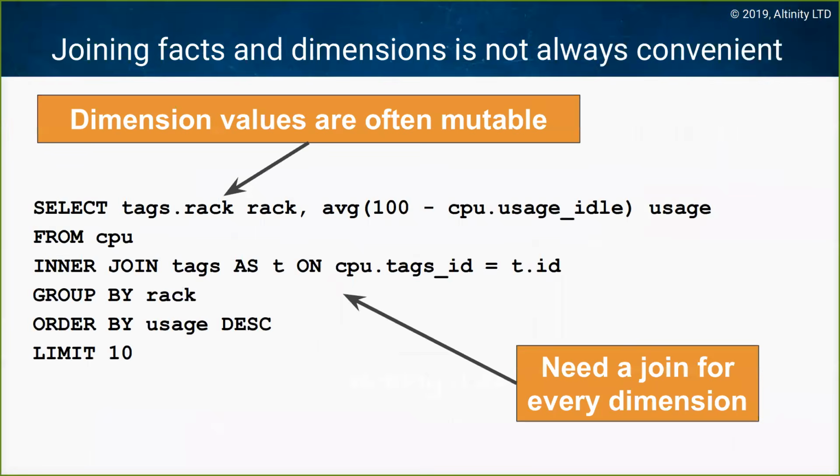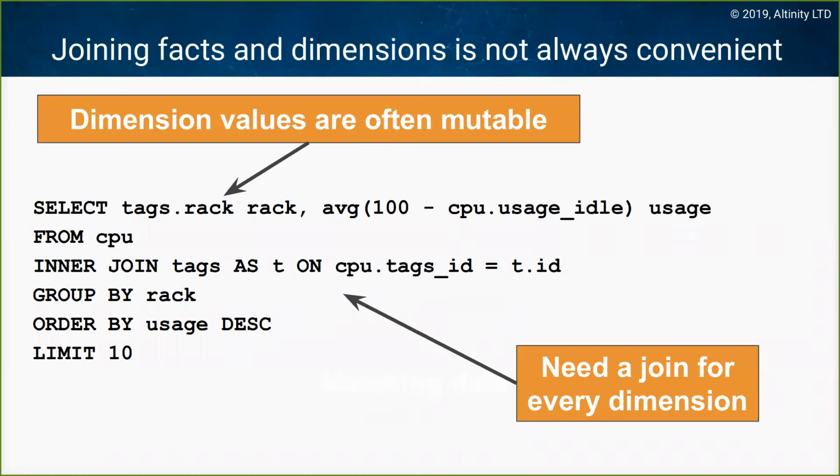Now, what can happen in ClickHouse is a couple of things. One, these dimension values are often mutable. So, for example, a project may change its name, and you don't really want to do a query where you give the original name of the project. That just doesn't make sense. So that's an issue. The other thing is that you need a join for every dimension.